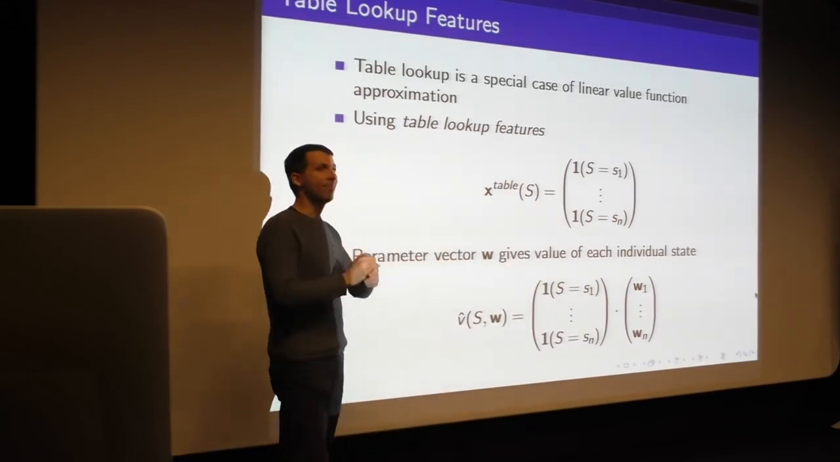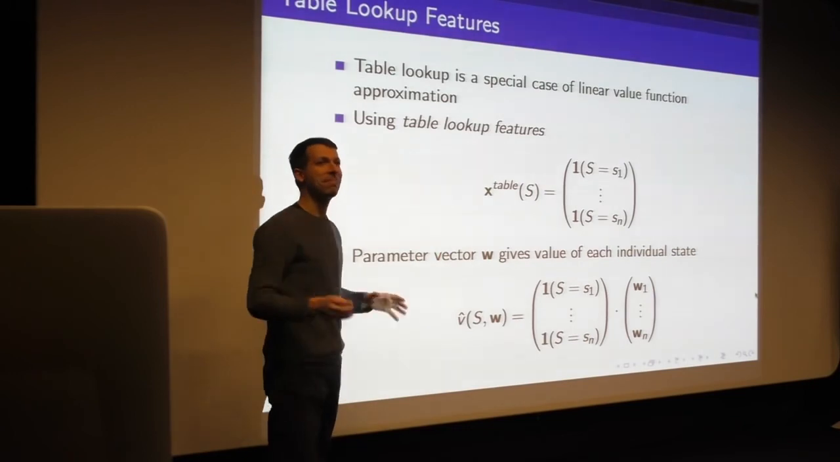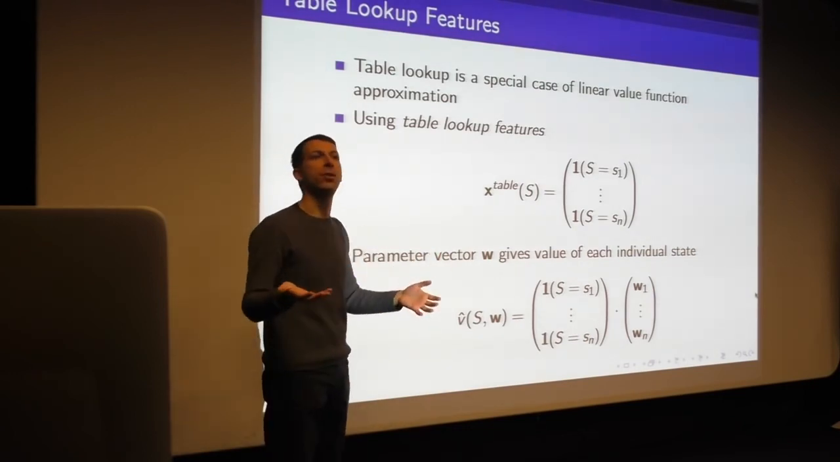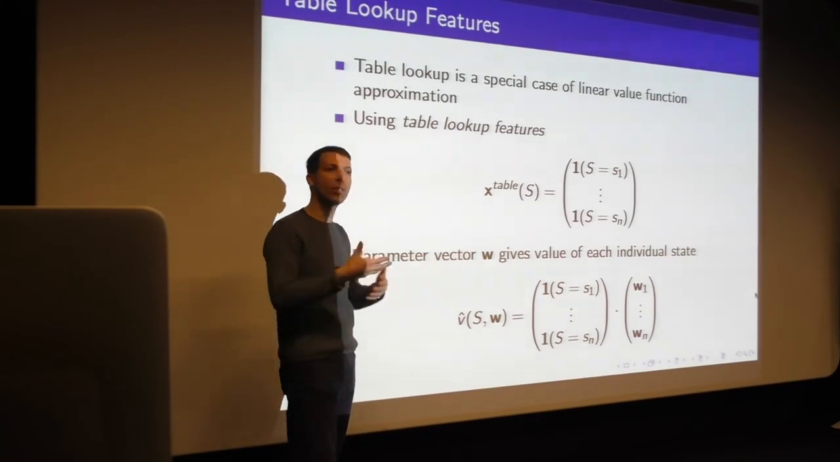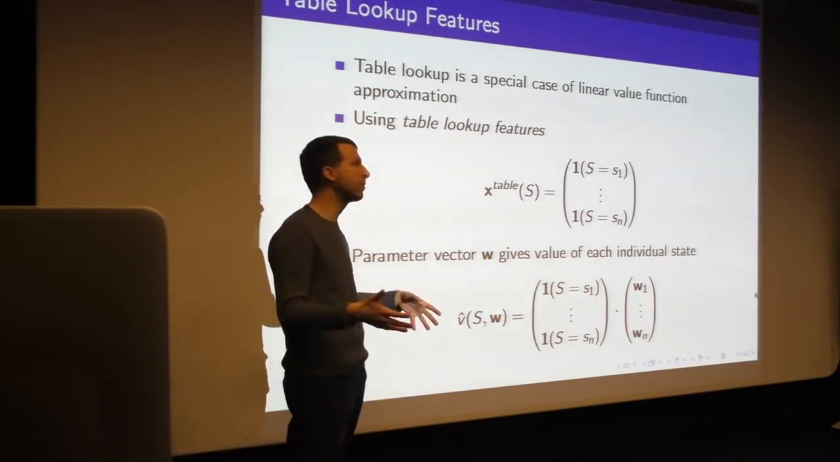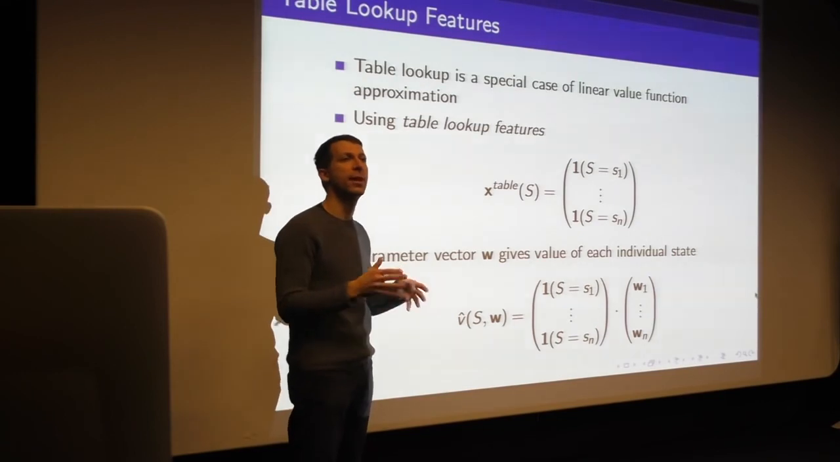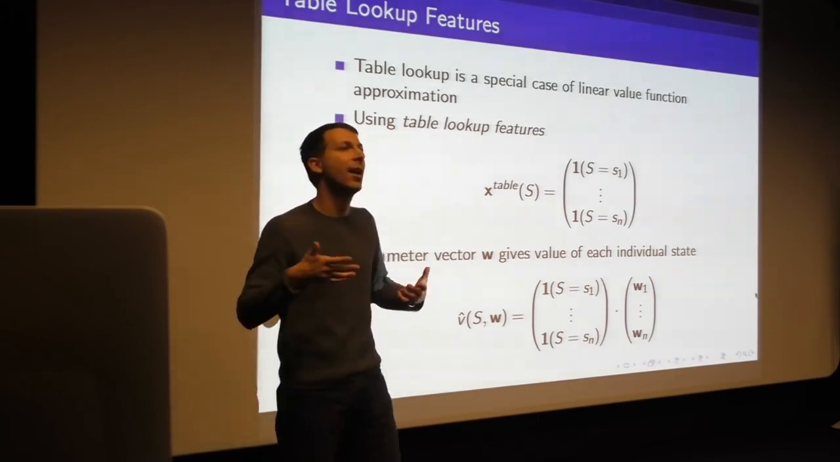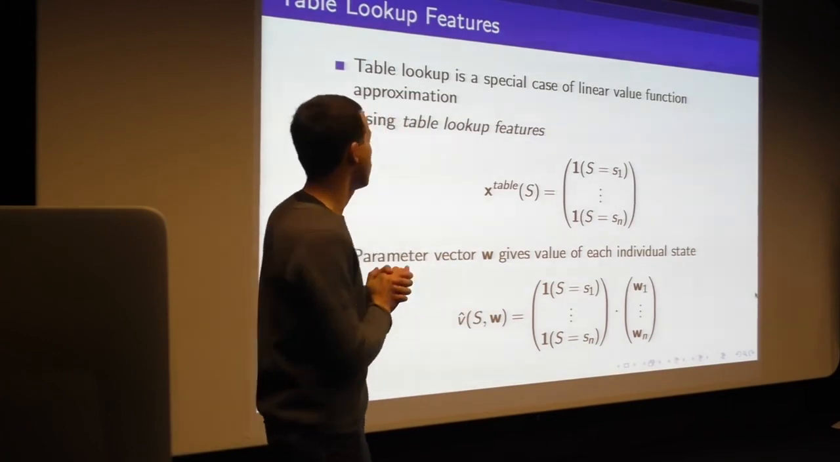Okay, takeaway from this slide, table lookup representations are a special case of value function approximation. We don't need special machinery to deal with them. Everything we've seen so far is a special case of what we'll talk about today. It's just a particularly convenient mechanism to use or to think about.